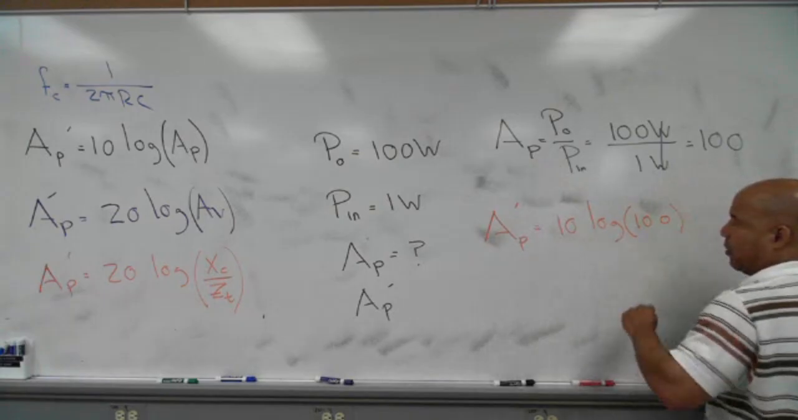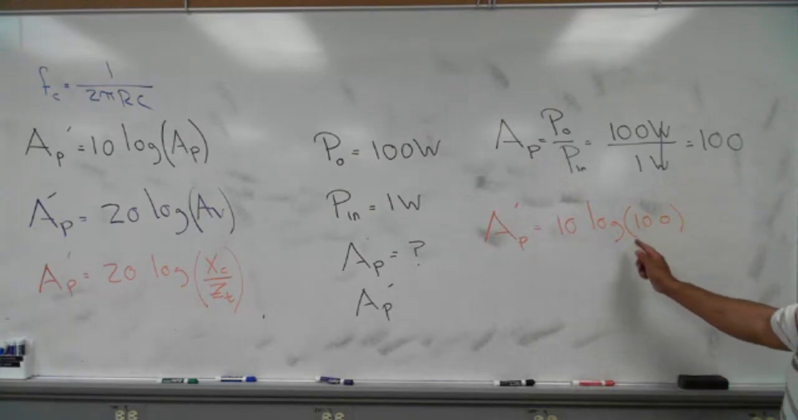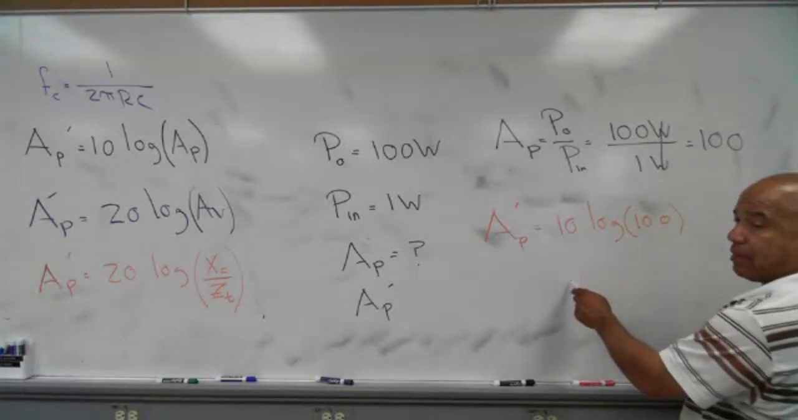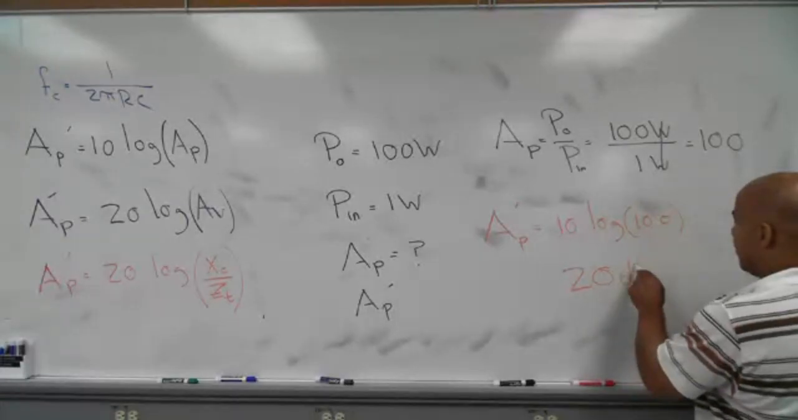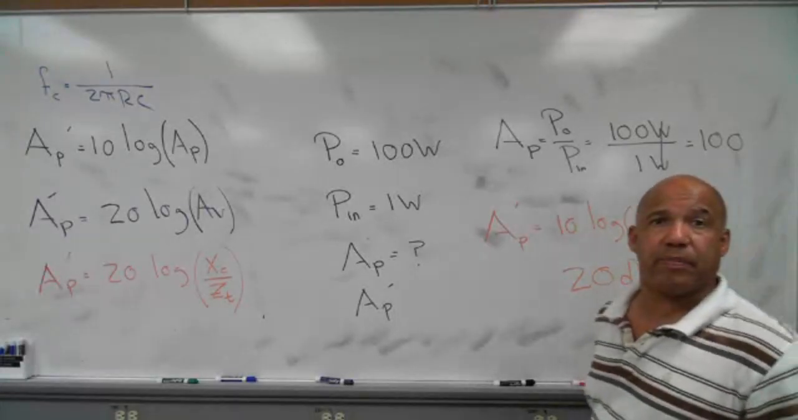Somebody do the math for me and tell me what that is. What is 10 log 100? I got 20. Yeah, 20 decibels. 20 dB.